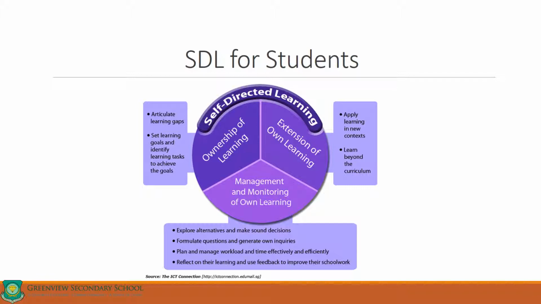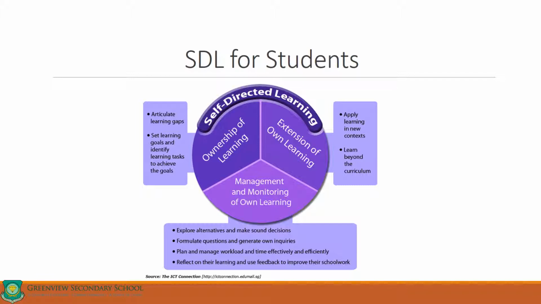Number 1, ownership of learning. This means personal responsibility in identifying learning gaps and setting learning goals. Number 2, management and monitoring of own learning. This means the process of managing tasks, time, and resources, as well as the ongoing efforts of making improvements or taking actions to meet the learning goals.